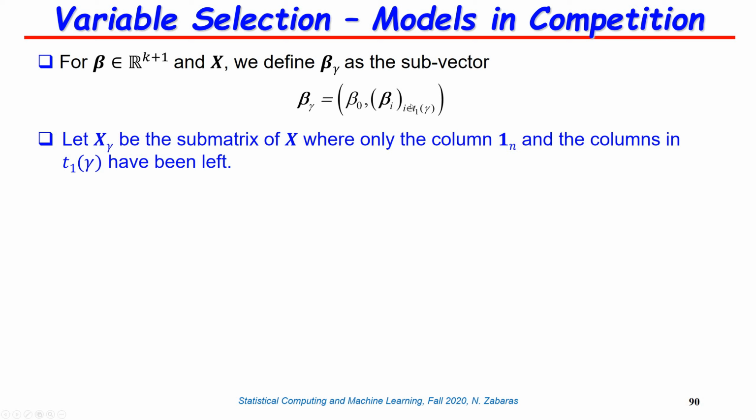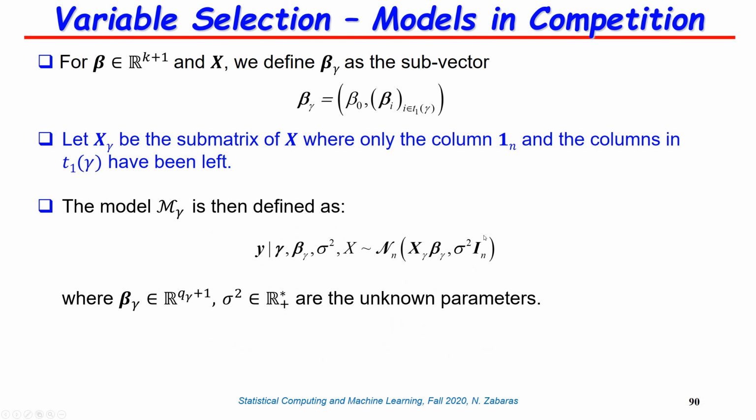Okay, so I have only kept basically my first column of ones, that's the bias term, and the columns that correspond to this set T1 of gamma. Okay, obviously we're going to need a likelihood model, which is not very much different from what I had before when we discussed the hypothesis testing setting.